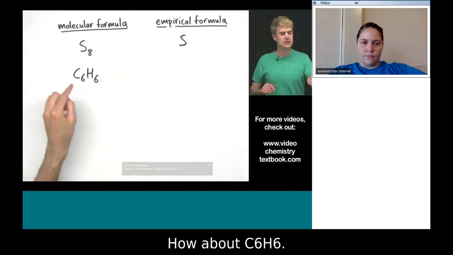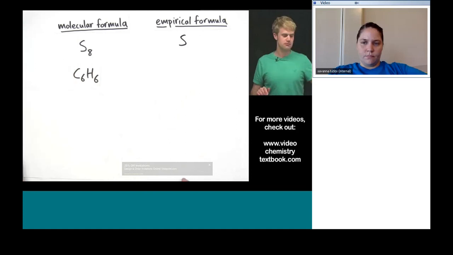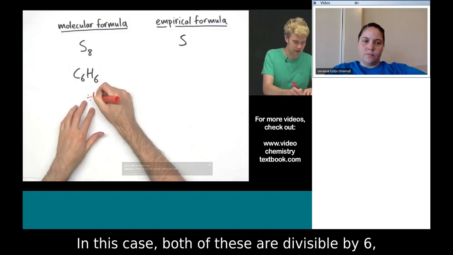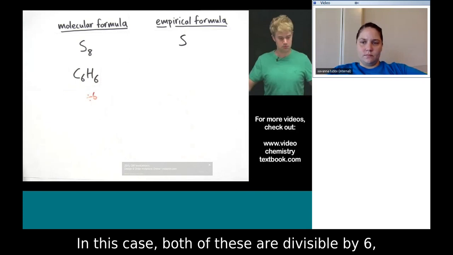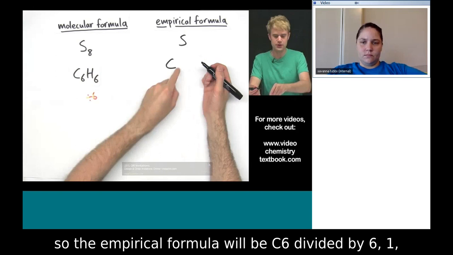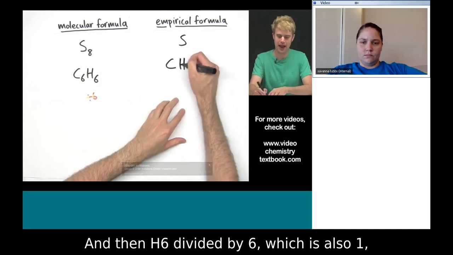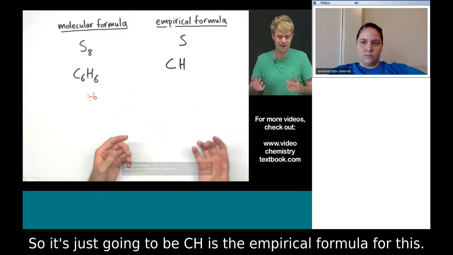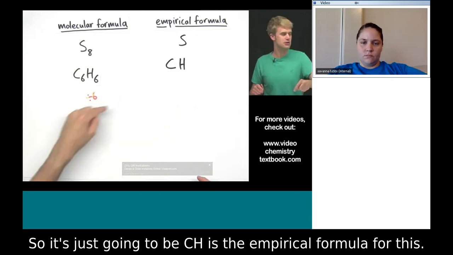How about C6H6? In this case, both of these are divisible by 6. So the empirical formula will be C, 6 divided by 6 is 1, so we put nothing after it, and then H, 6 divided by 6, which is also 1. So we don't put anything after that. So it's just going to be CH is the empirical formula for this.